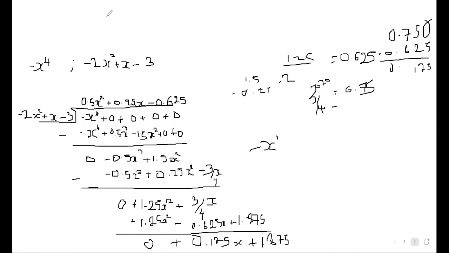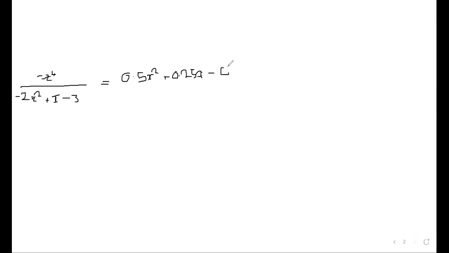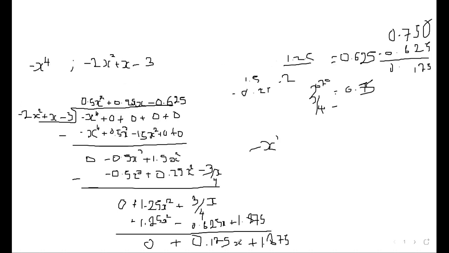which is 0.5 x squared plus 0.25 x. Was it plus or minus at this point? Minus 0.625. This is going to be plus. What was our remainder? Our remainder was 0.125x plus 1.875.